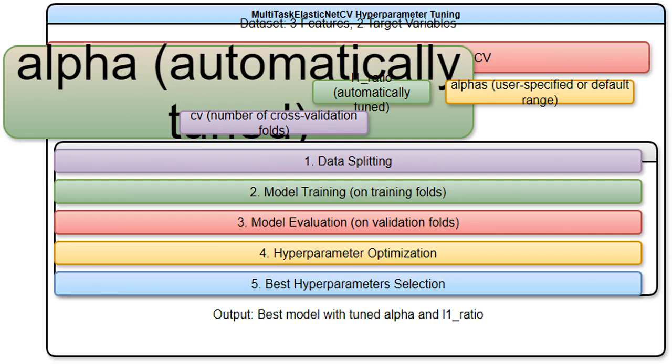This is one of the settings for the model I'm using. It's automatically adjusted during the process of tuning hyperparameters to get the best model performance. It controls the amount of regularization that is applied and helps find the balance between accuracy and complexity.